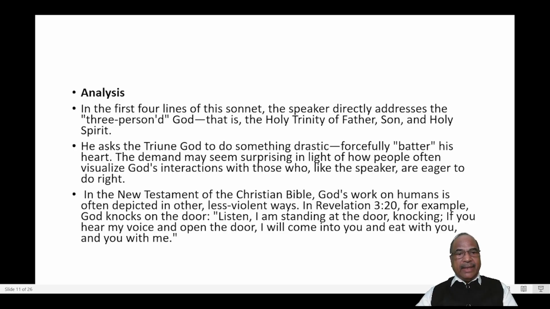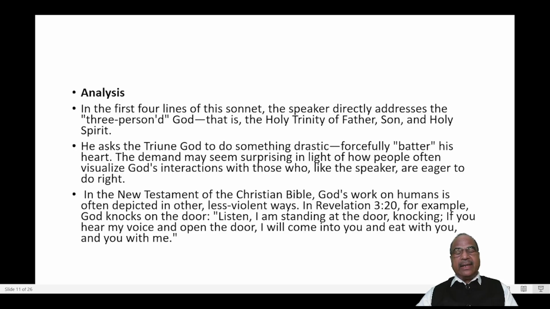The demand may seem surprising in light of how people often visualize God's interaction with those who, like the speaker, are eager to do right. In the New Testament of the Christian Bible, God's work on humans is often depicted in other, less violent ways. In Revelation 3:20, for example, God knocks on the door. Listen, I am standing at the door knocking. If you hear my voice and open the door, I will come into you and eat with you and you with me.